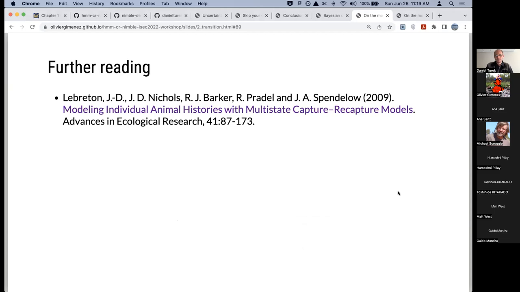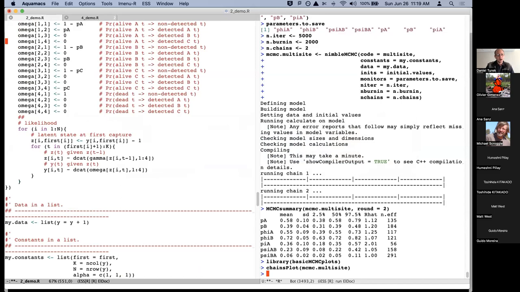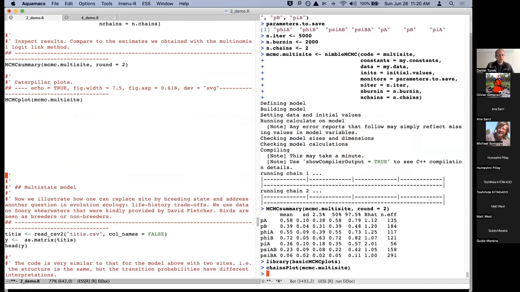It's been about 1 hour right now. There is additional code here in the worksheet doing these same things. We did the multi-site models, but for these multi-state models, the same thing right here, using this data set of the Cory's shearwaters.